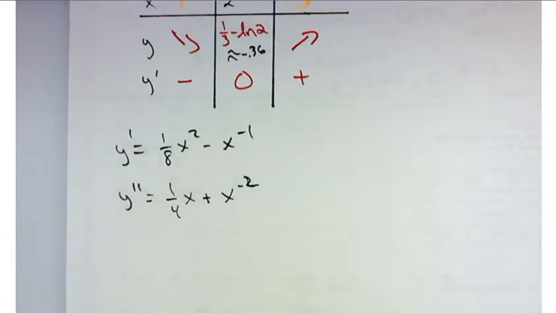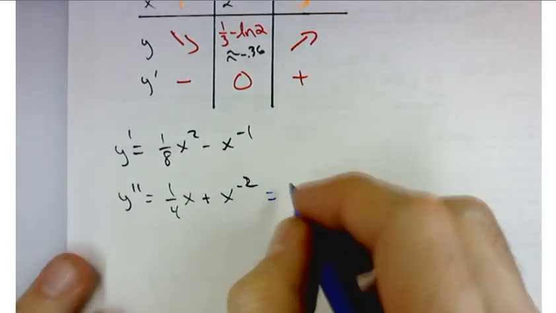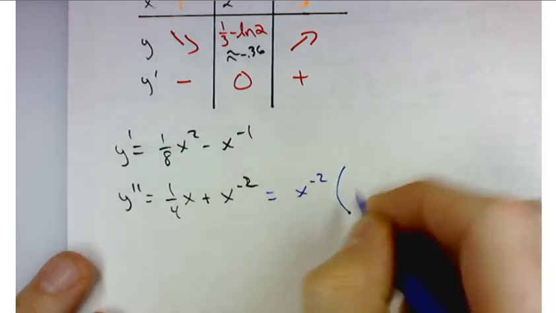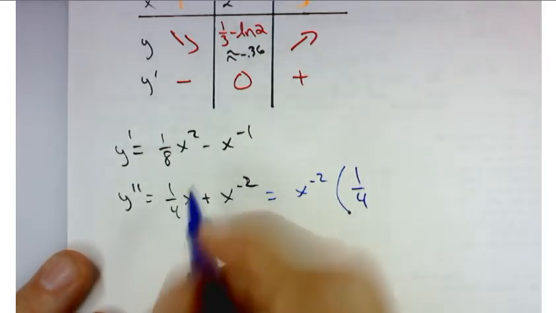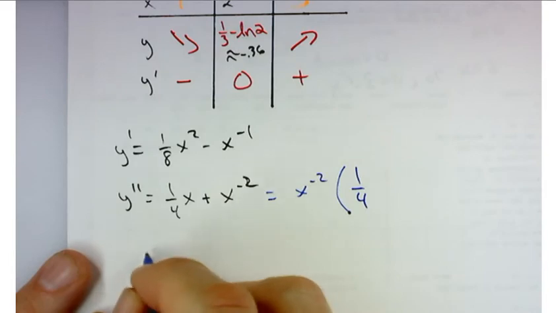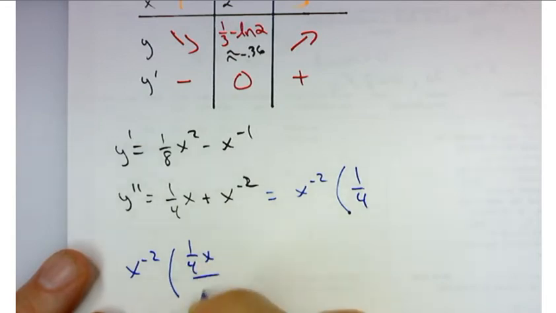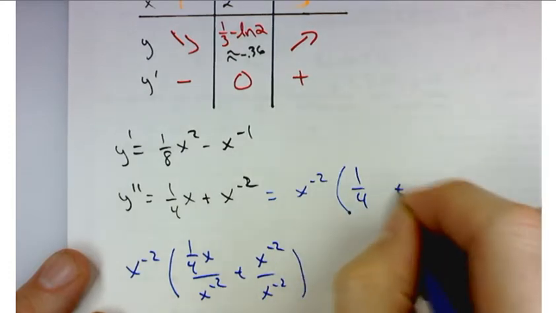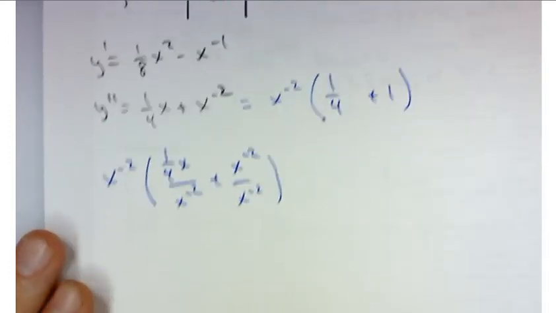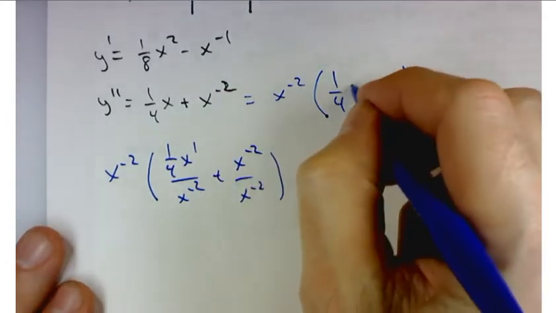In terms of cleaning this one up, what should we factor out? X to the negative second. So I'll factor out x to the negative second. That's going to leave behind a 1/4. Now let me show the work here. So x to the negative second times 1/4 x to the negative second plus x to the negative second over x to the negative second. Yeah, so I'm going to have a 1 here. These exponents are going to subtract. 1 minus negative 2 is going to leave me with x cubed.